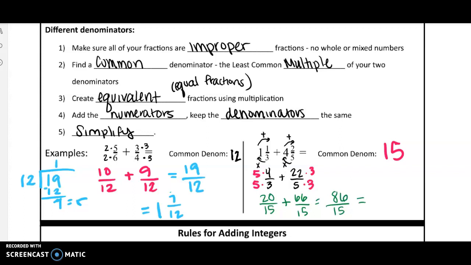And then how many times is 15 going into 86? 5 times, with 11 left over. So a way to check that, we have 86 on the inside and 15 on the out. 15 goes into 86 5 times. That's 75. Subtract, and we get 11. And so that's where I got the 11 up top.